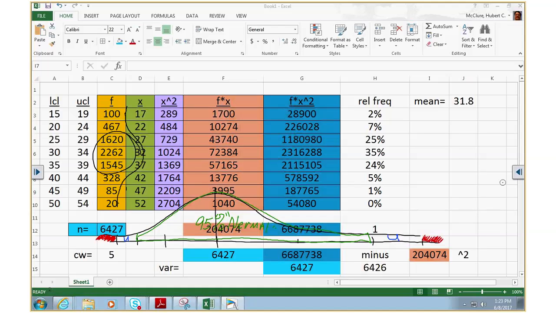What's that? The relative frequency. Right there. It's only asked. I don't use it for anything. It might be on a test as part of a question, but I don't use it. I know it's in your homework.